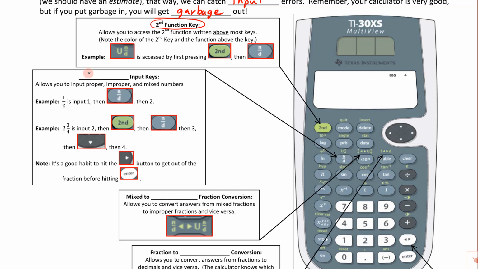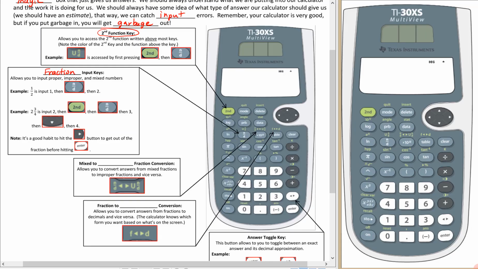So the next thing we're going to do is talk about the fraction input key. So write the word fraction input keys. What these allow you to do is put in improper fractions, proper fractions, and mixed numbers. So any type of fraction that you can think of, it will allow you to put those in. So I'm going to pull up the calculator right now, and we're going to take a look at what this actually does. Okay, so I've got the calculator up here, and we're going to do this first example.